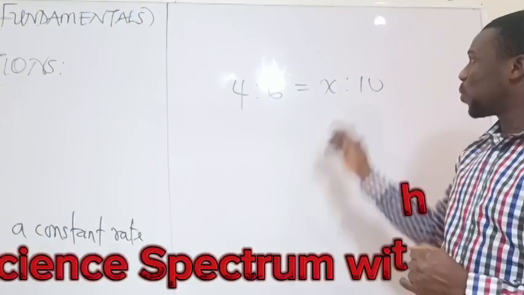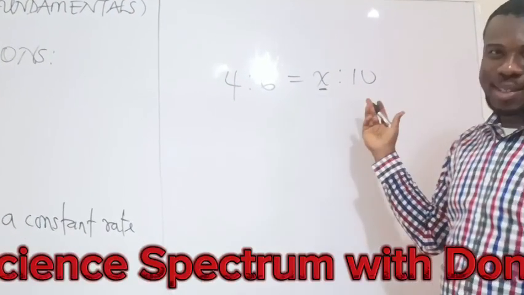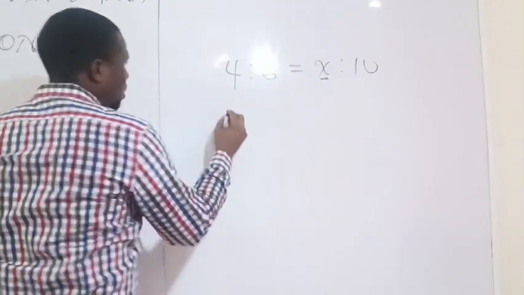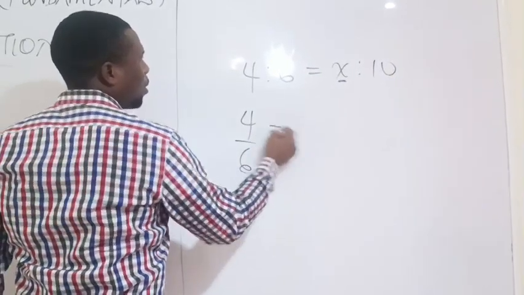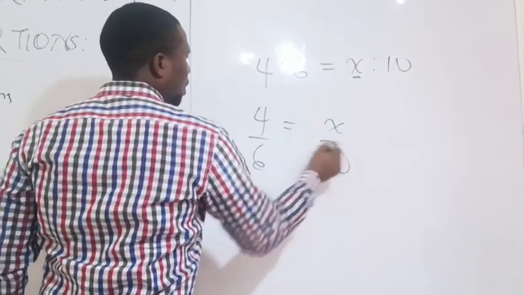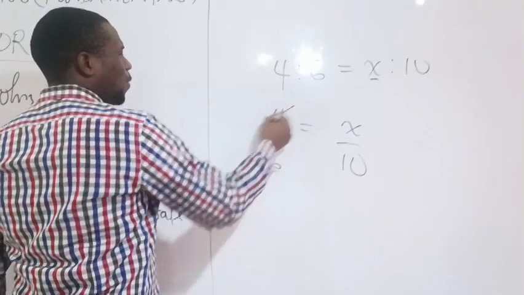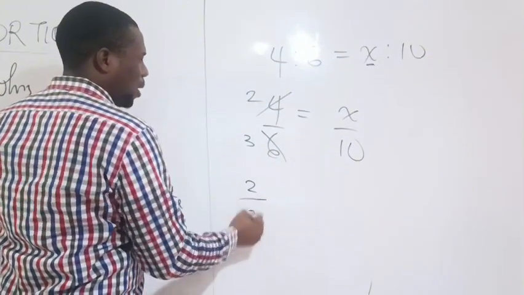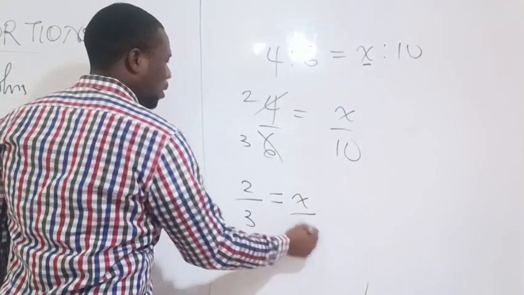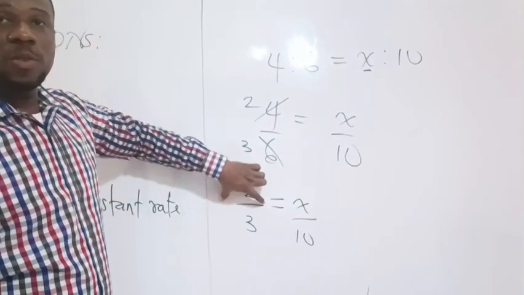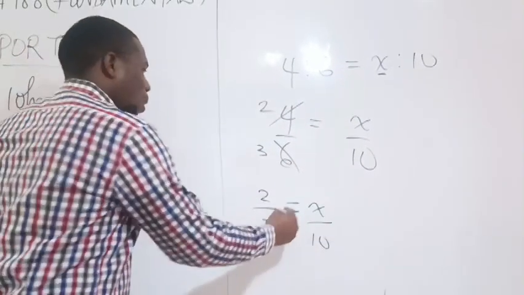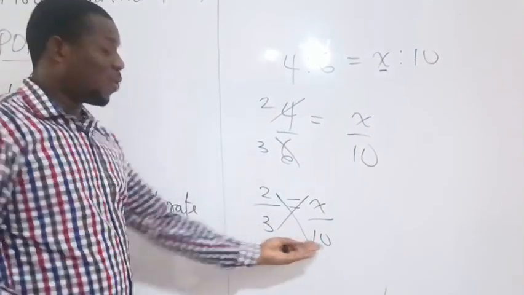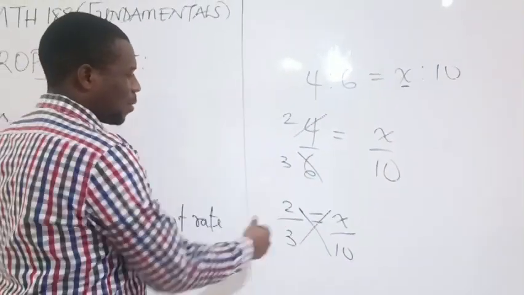That's what it's all about. So we look out for X. 4 is to 6 is 4 over 6, equal to X over 10. So 2 in 4 is 2, 2 in 6 is 3, so I'm left with 2 over 3 equals X over 10. Since I have a pair of ratios on the right and left, I could easily cross multiply, since there is no factor that these values could divide.